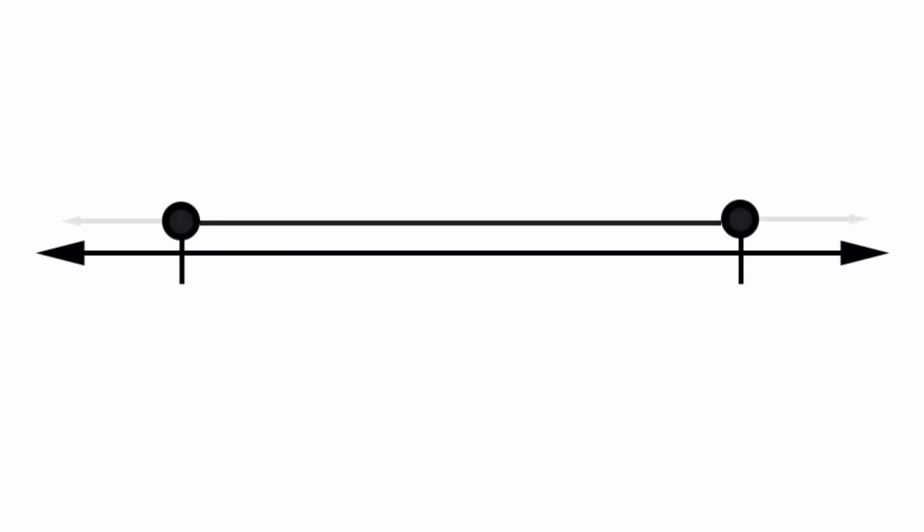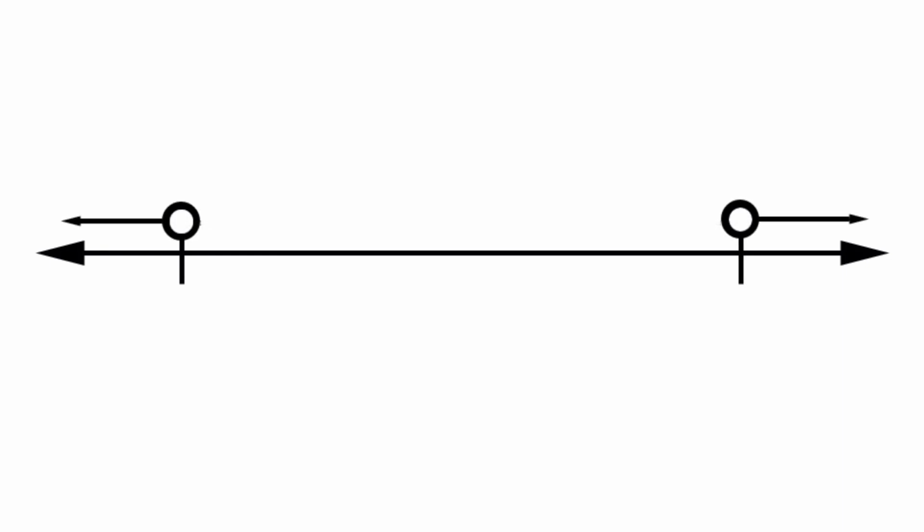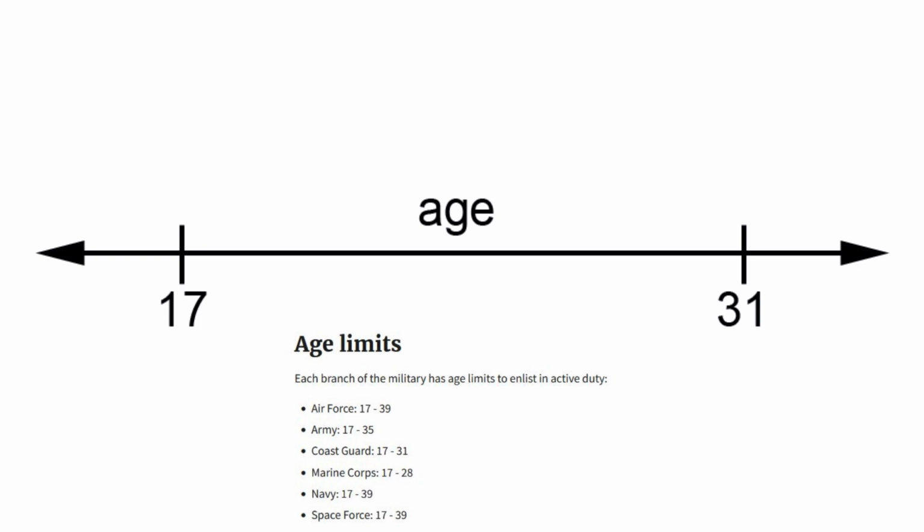Okay, now let's turn to a number line and the subject of checking for a value within a range and checking for a value outside of a range. There are a lot of reasons we might want to do this. For example, we might want to know if a person is eligible to sign up for a particular service or job. For example, if you want to enlist in the Coast Guard, you have to be between 17 and 31.